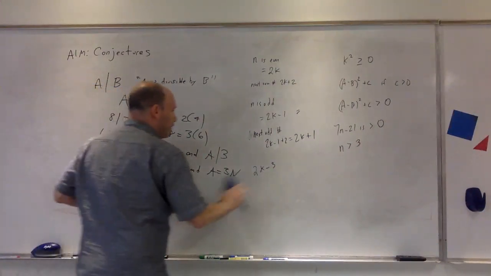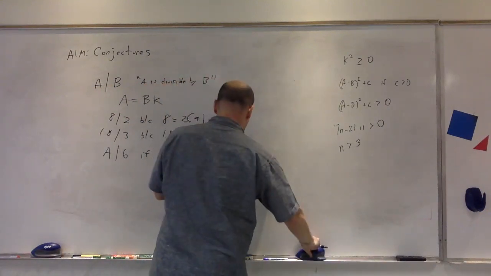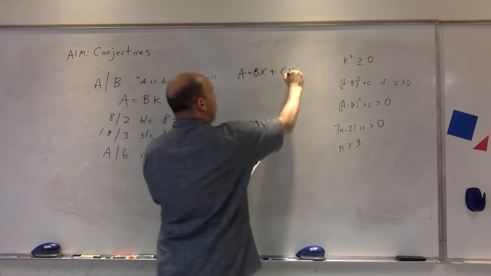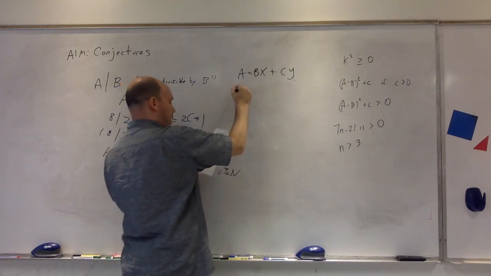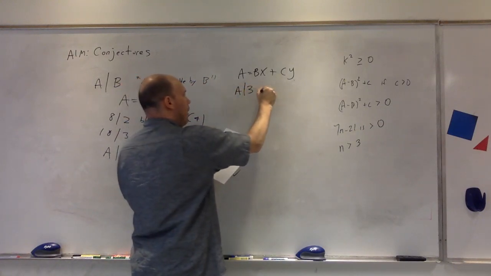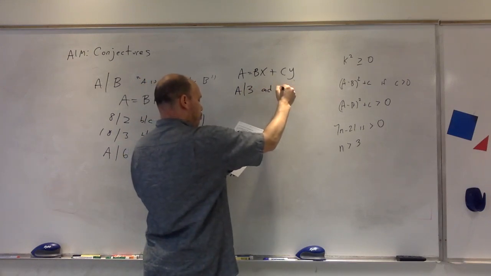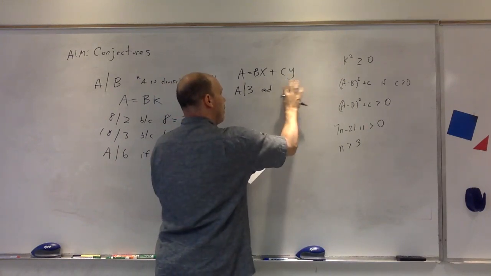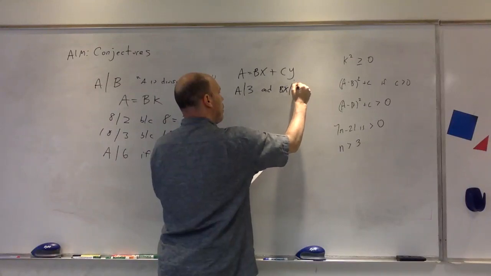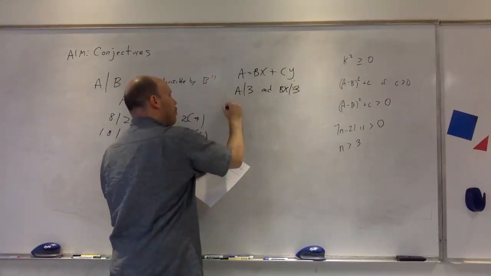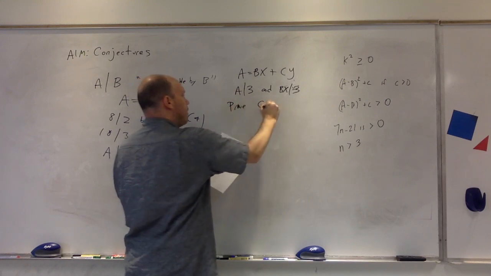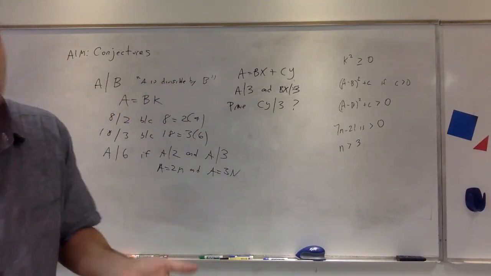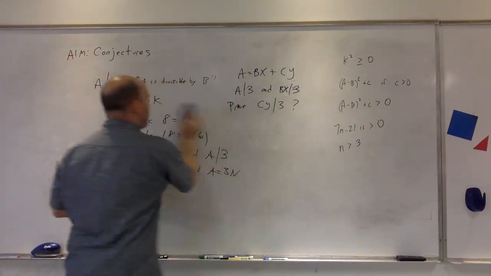Last one. Let's think about this for a second. We have A is equal to bx plus cy. We're told that A is divisible by 3 and bx is divisible by 3. So how do we prove that cy is divisible by 3? It seems a little advanced, but you kind of know what to do. Let's think about this.